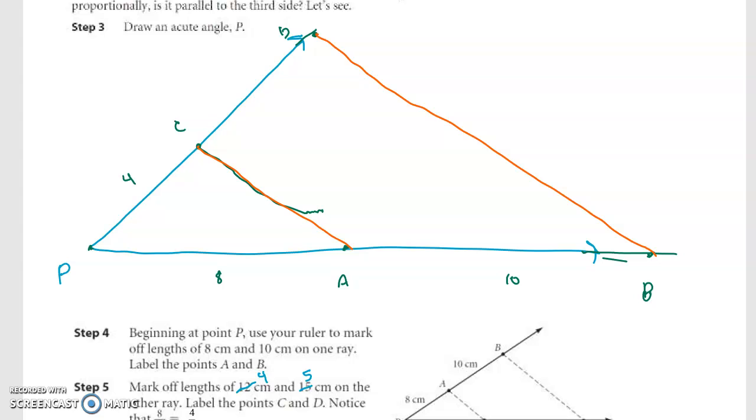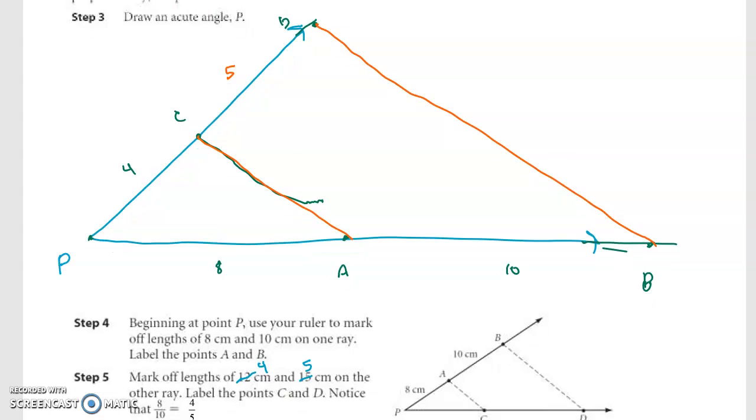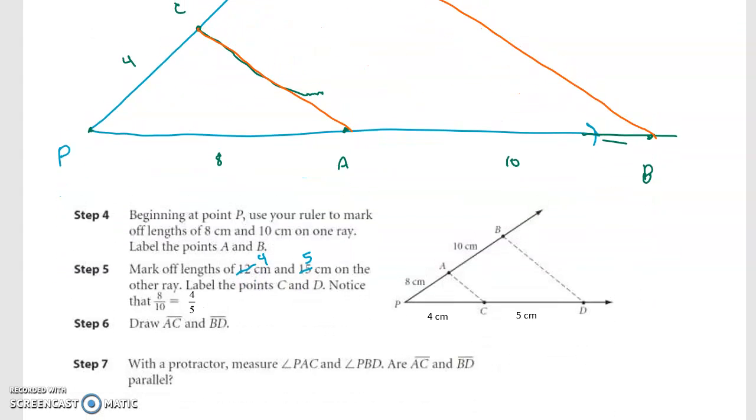They want you to go ahead and connect those segments. So connect A to C and B to D. So what we've done is we've created the setup that we had in the beginning. So look at the ratio of segment PA, which is 8, to segment AB, which is 10. So we had 8 over 10, and then that is equal to 4 over 5, the same ratio that we created on the other ray.